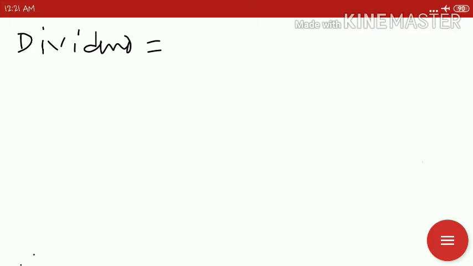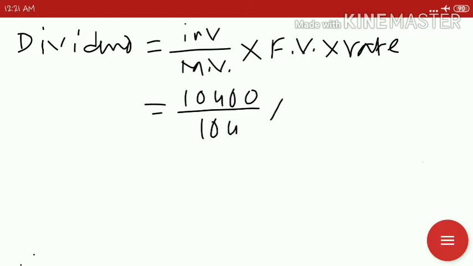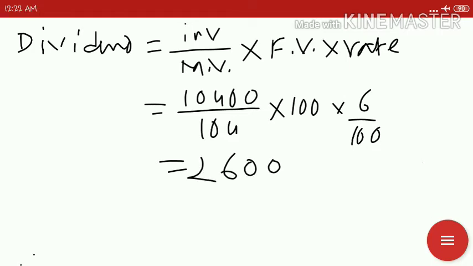So you know the formula now, that it is the investment by market value, then the face value and the rate. So the investment for the first type of shares is 10,400, and the market value is 104, face value I have taken as 100, and the rate is 6%, that is 6 by 100. After solving them, you can find out that the dividend is rupees 600.